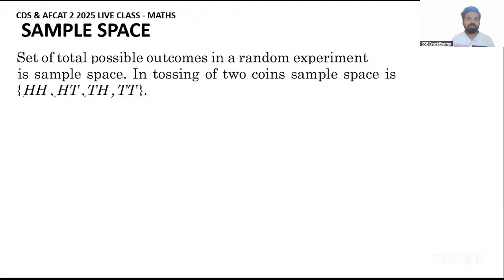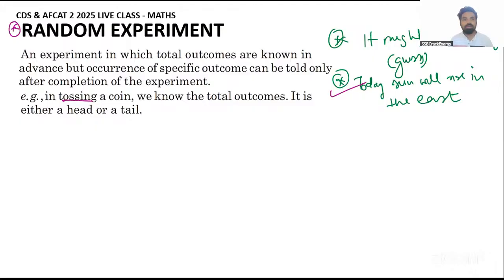Now, what is sample space? Sample space is basically the total possibilities of a random experiment. Okay. So suppose in it might rain today, what were the total possibilities? Yes, it can rain today or it cannot rain today. So there were two possibilities, yes and no. But here, this was not even a random experiment, so we cannot talk of the possibility.